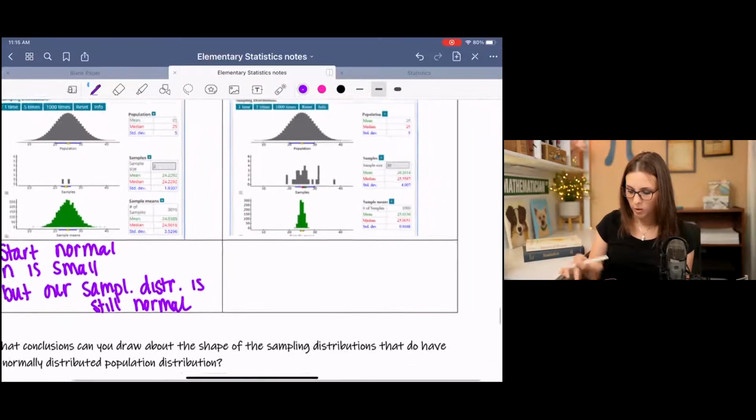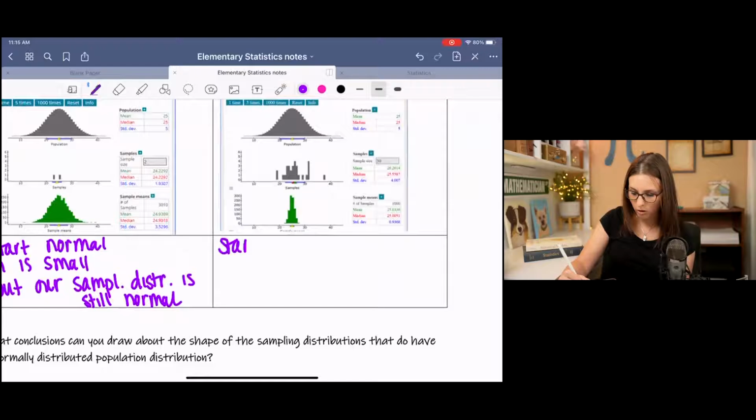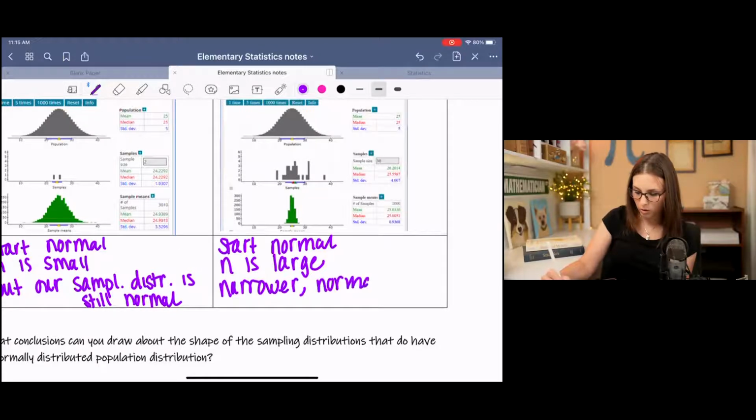And then in the next one, we start normal, took large samples, and we have a narrower, still normal sampling distribution.